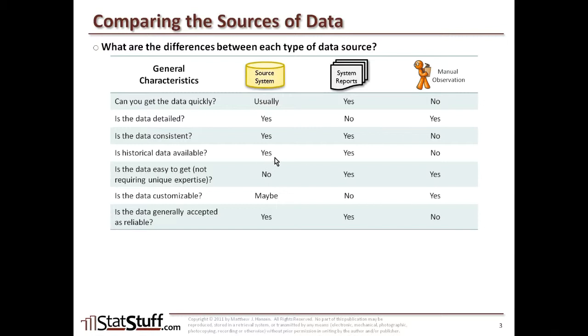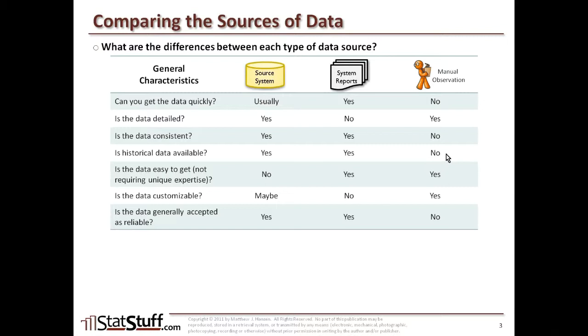Is historical data available? Usually it is for source system. You can go back. Sometimes they have to archive some of the data depending on how far you have to go back historically. But for the most part, that type of data that's recorded in the source system is going to be historical. You should have access to that. Same thing for the system reports. Usually, depending again on the process for storing these reports and archiving them, it's usually going to be available. So both of those resources should be helpful if we need to go back to collect the historical data.